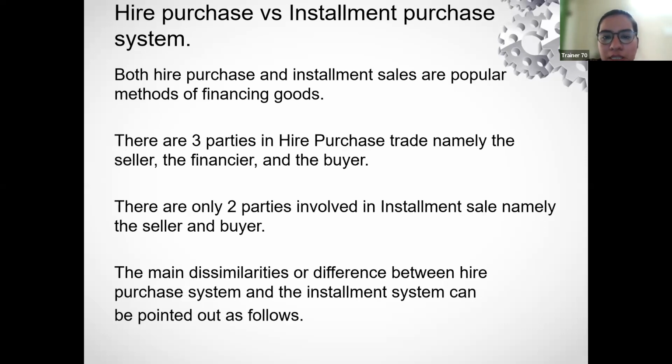Both hire purchase and installment sales are popular methods of financing goods. There are three parties in hire purchase trade, namely seller, financier, and the buyer. Whereas with respect to the installment sale, the eligibility is only with respect to two parties. Under hire purchase, if you are making the arrangement of the finance from any other party, any other individual, then it will be termed as the three-party involvement.